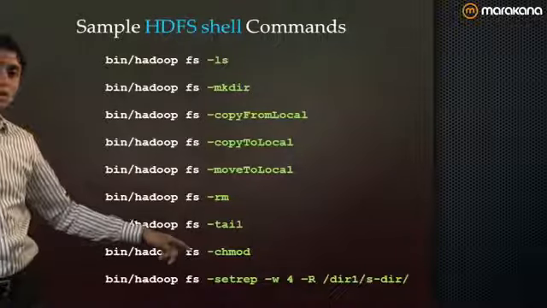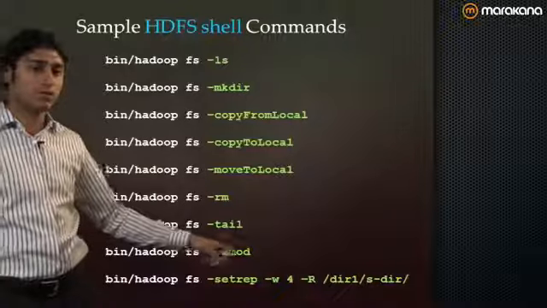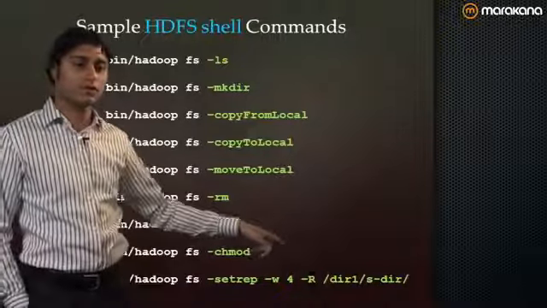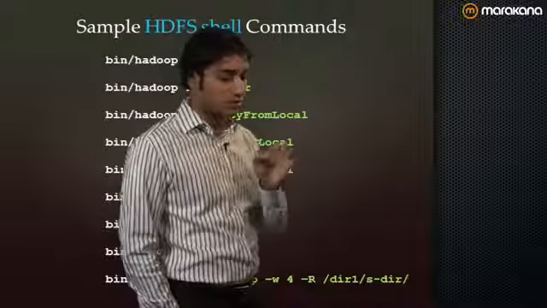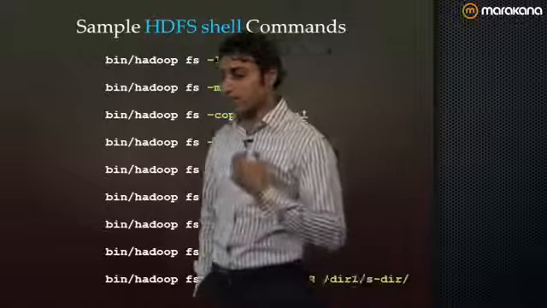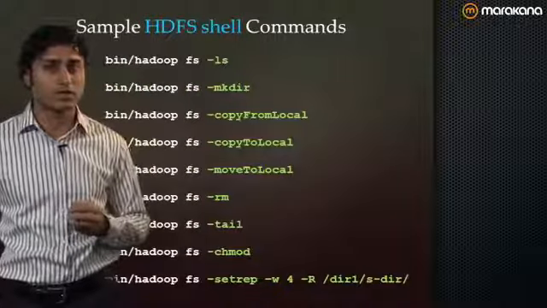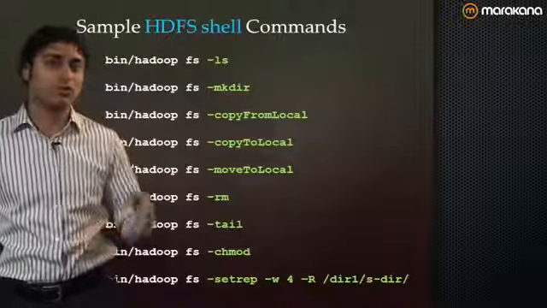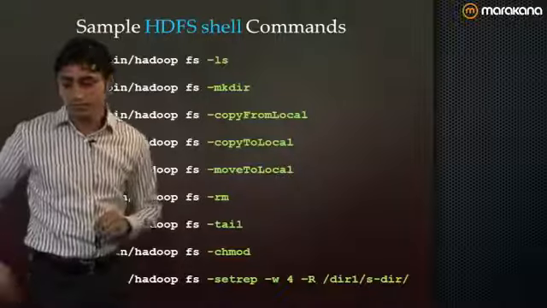And this longer command at the end is actually changing the replication factor to 4 recursively for everything within this subdirectory. So let's say you previously stored something in that subdirectory with replication factor 3, and you want to add more resiliency to the file system. You can up that replication factor to 4, or you can bring it down to 2 or 1 after you've actually loaded the files into HDFS.